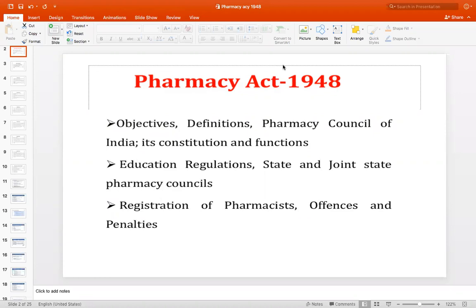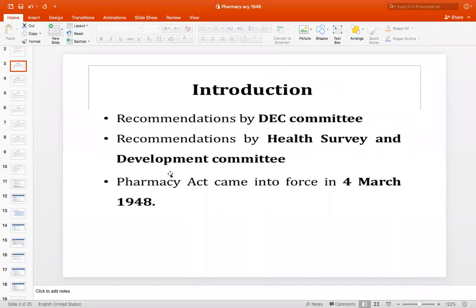When this act was formed, soon after this, in 1949, Pharmacy Council of India was formed. This council was made specially to make the regulations on the profession. And then I had told you about the committees and on what date the Pharmacy Act came into force.